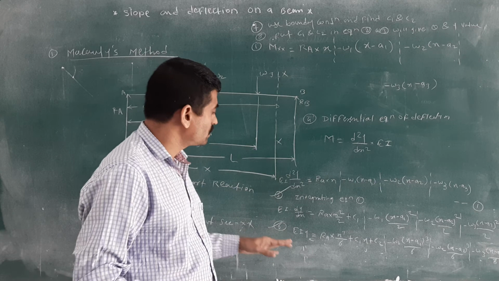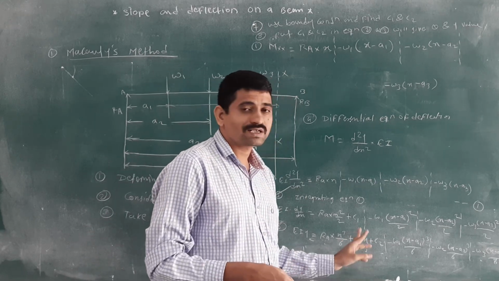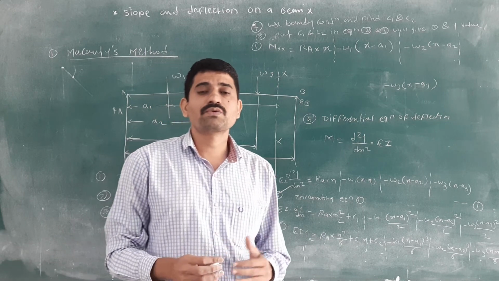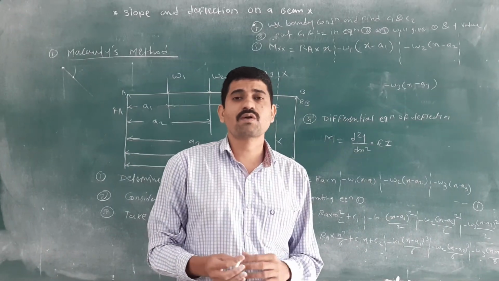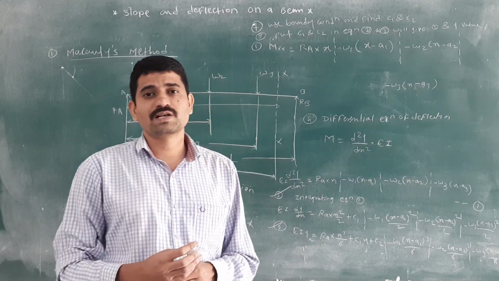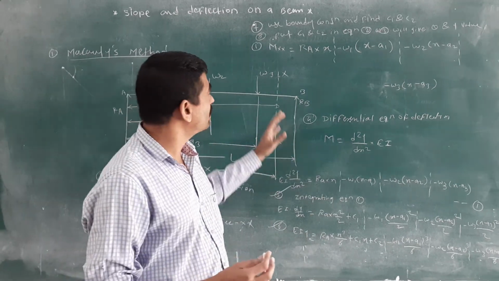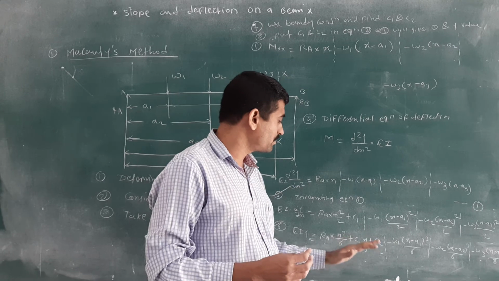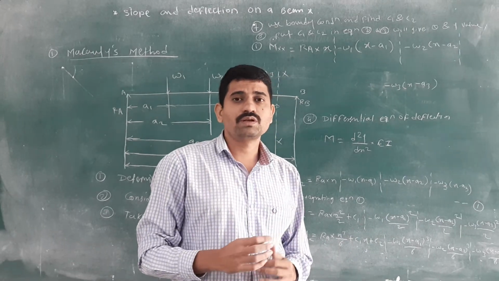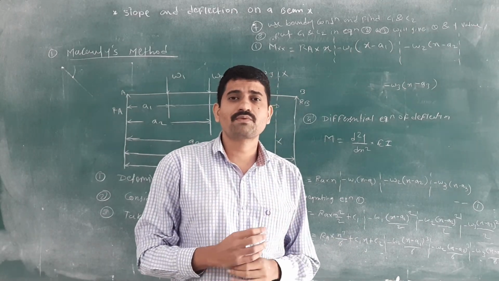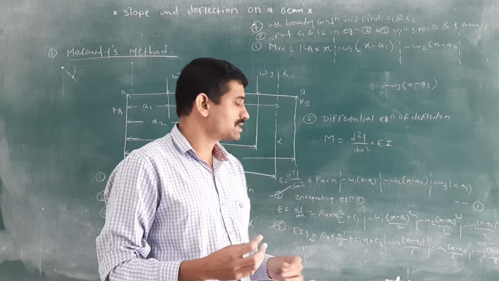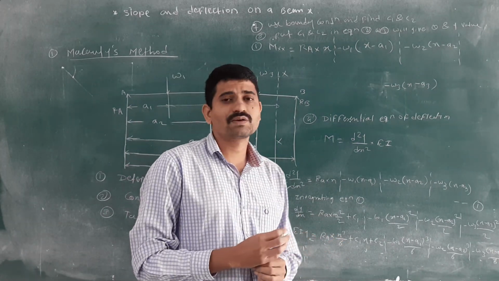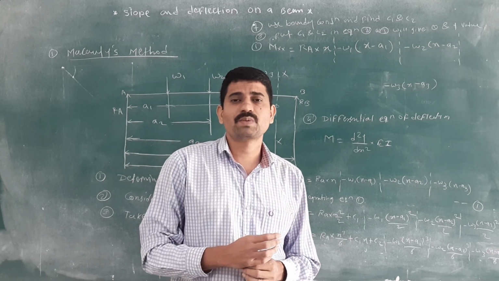Next step, you will get the constants in the generalized equations 2 and 3. How to calculate them? You have to apply the boundary conditions. Once you apply the boundary conditions, you will get the values of constants C1 and C2. Last step, you put those values in equations number 2 and 3, and from these two equations you will get the values of slope and deflection.